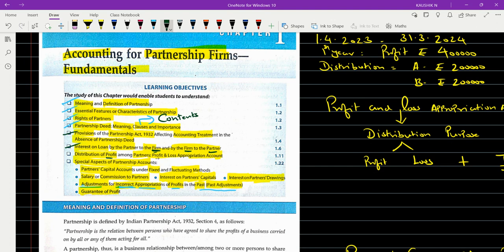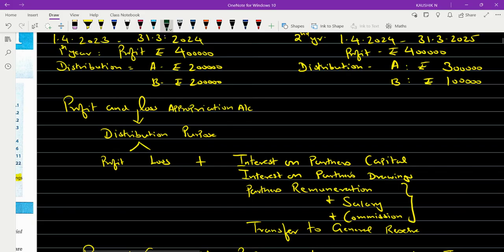Okay, by using an account called the profit and loss appropriation account. As I said, the profit and loss appropriation account is an account which is prepared exclusively only in the partnership business. I repeat, it is an account which is prepared only in the partnership business. So in partnership business, an account called profit and loss appropriation is prepared.